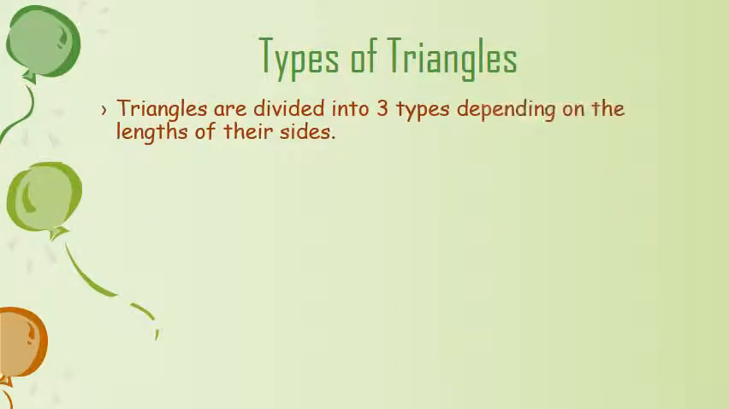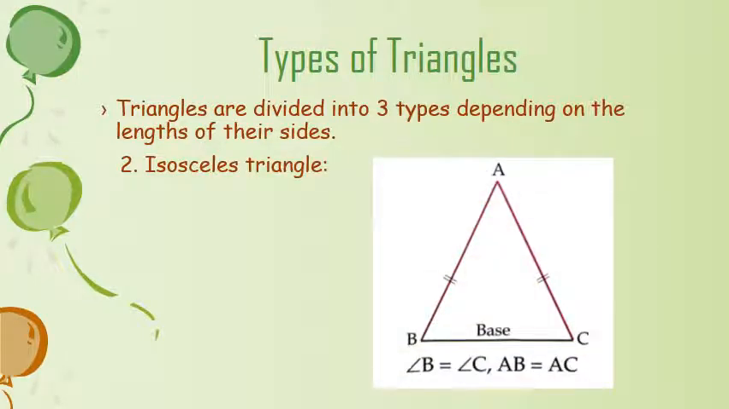The second type of triangle is the isosceles triangle. In this type of triangle, two sides are equal and the unequal side is called the base. So children, you can see in the picture, here we have a triangle ABC where sides AB and AC are equal and one unequal side, which is side BC, is called the base of the triangle ABC. Clear?